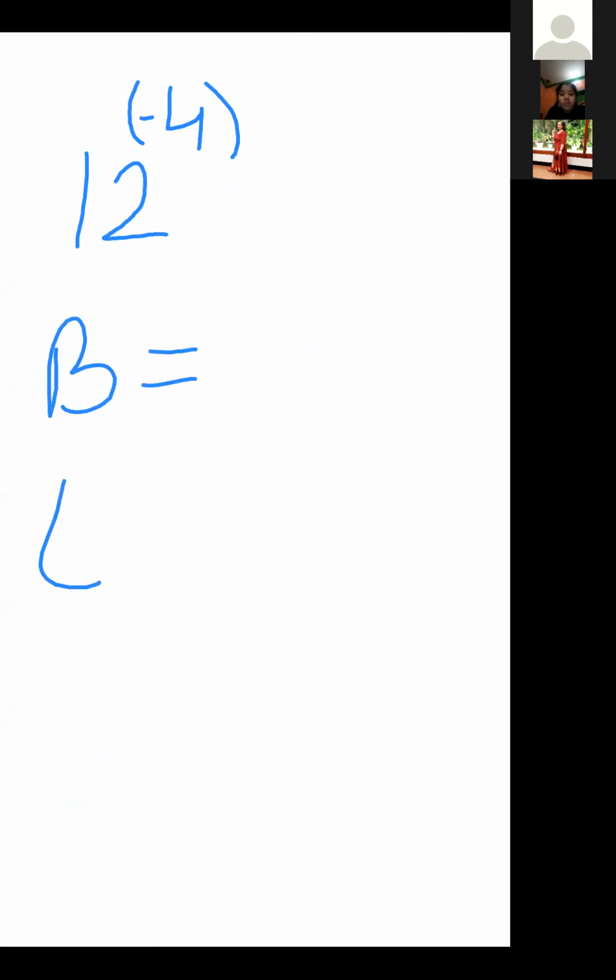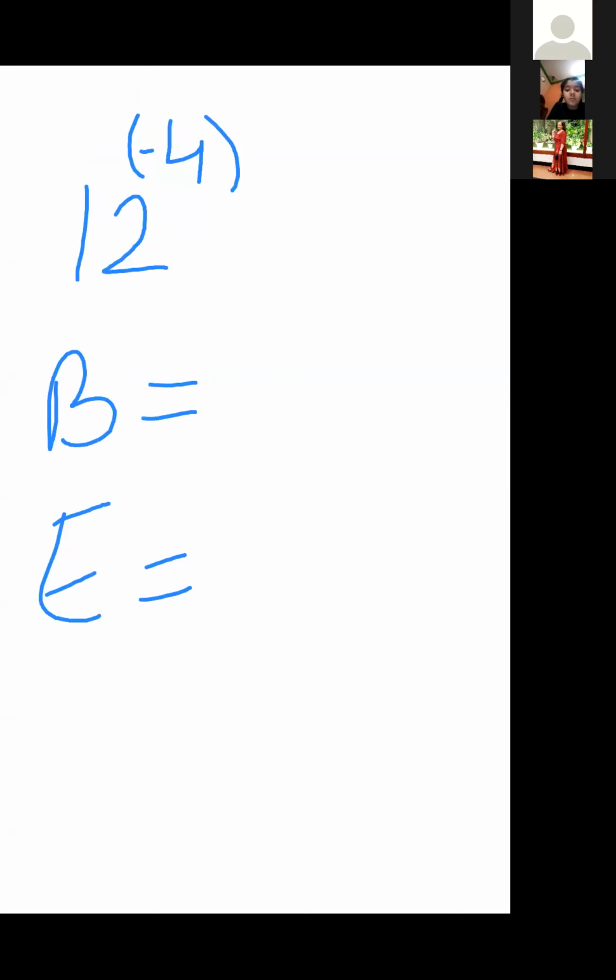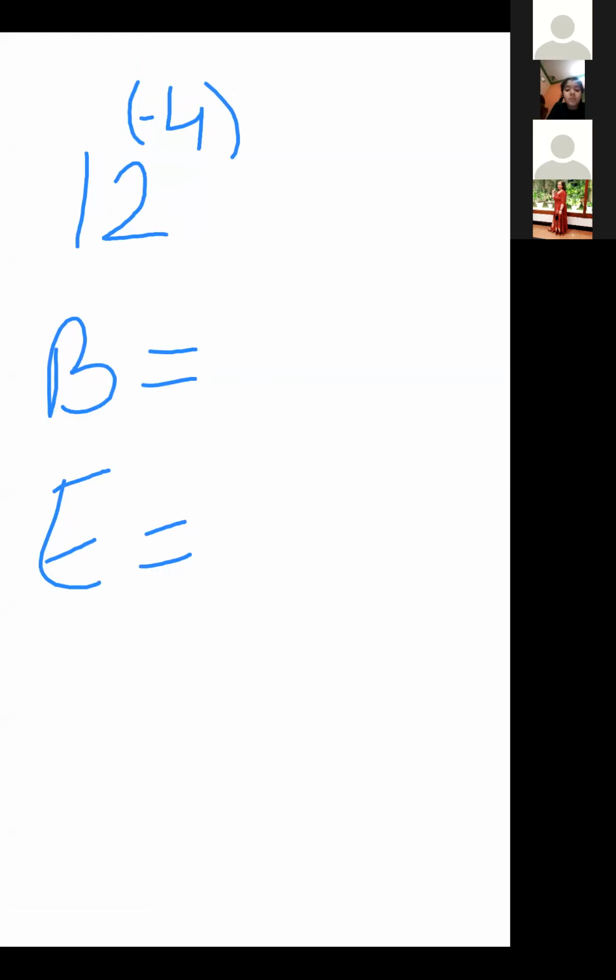And mute yourself. If I write 12 raised to power -4, what is the base here? What is the exponent here? Now I'll ask Agrima Sharma. Unmute yourself, beta. Yes, Agrima. Yes, ma'am. Base is 12 and exponent is -4.